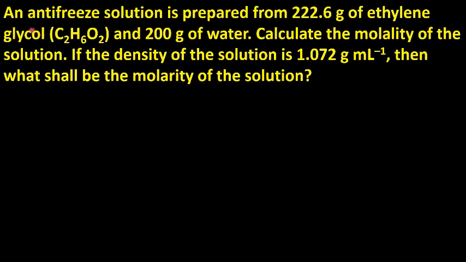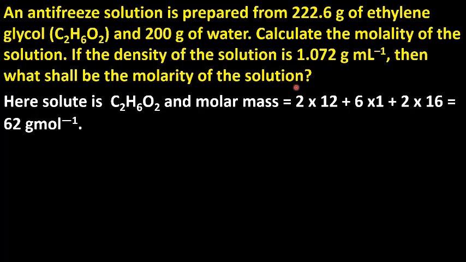Now let us do another problem. This is the antifreeze solution. An antifreeze solution is prepared from 222.6 gram of ethylene glycol, the formula of ethylene glycol is C2H6O2, and 200 gram of water. Calculate the molarity of the solution. If the density of the solution is 1.072 gram per milliliter, then what shall be the molality of the solution?